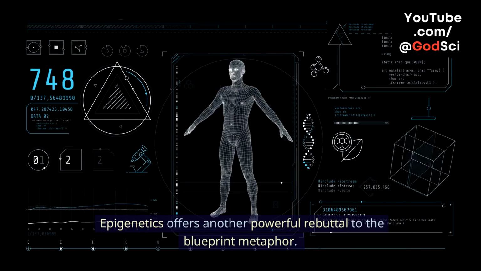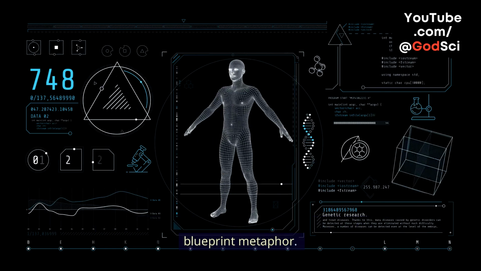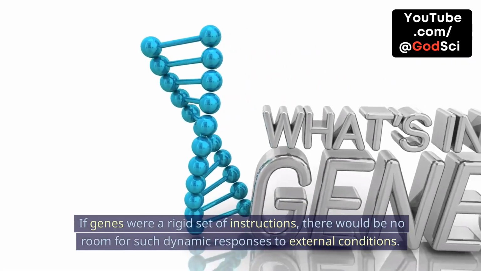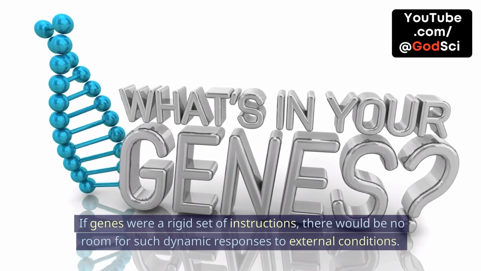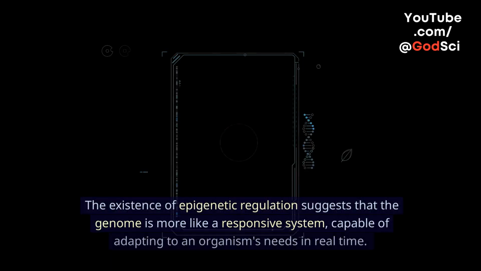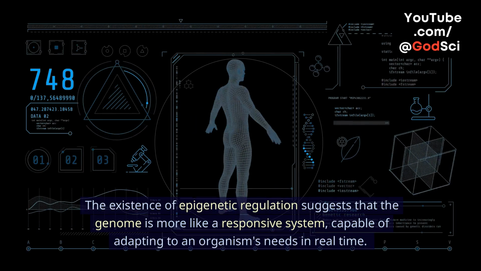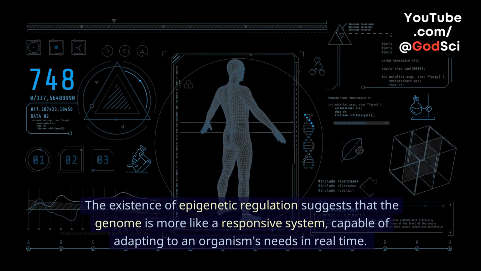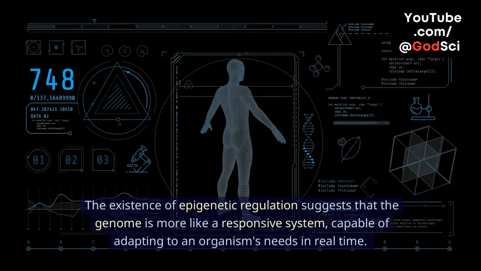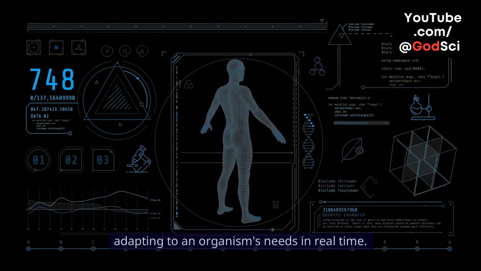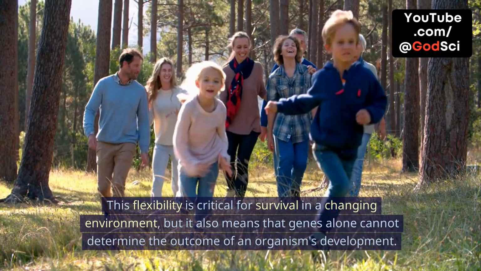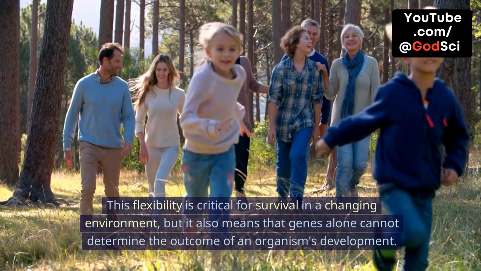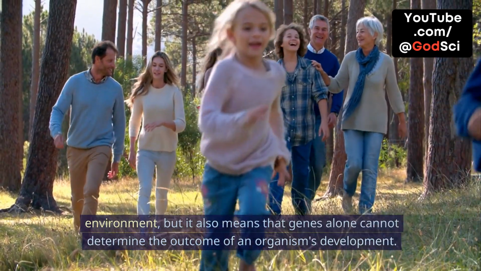Epigenetics offers another powerful rebuttal to the blueprint metaphor. If genes were a rigid set of instructions, there would be no room for such dynamic responses to external conditions. The existence of epigenetic regulation suggests that the genome is more like a responsive system, capable of adapting to an organism's needs in real time. This flexibility is critical for survival in a changing environment, but it also means that genes alone cannot determine the outcome of an organism's development.